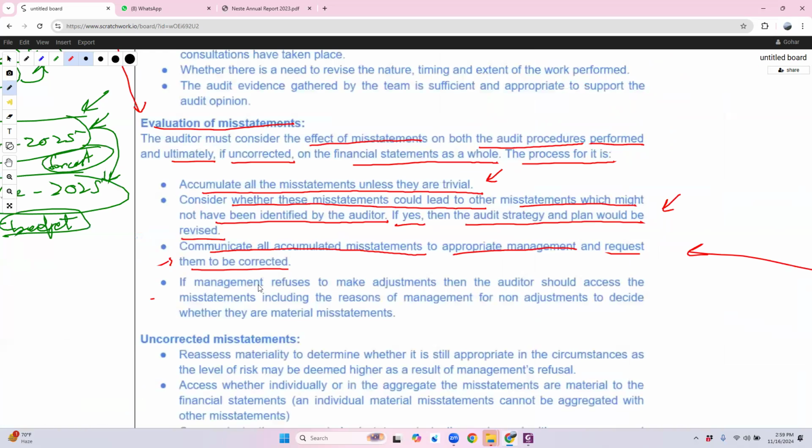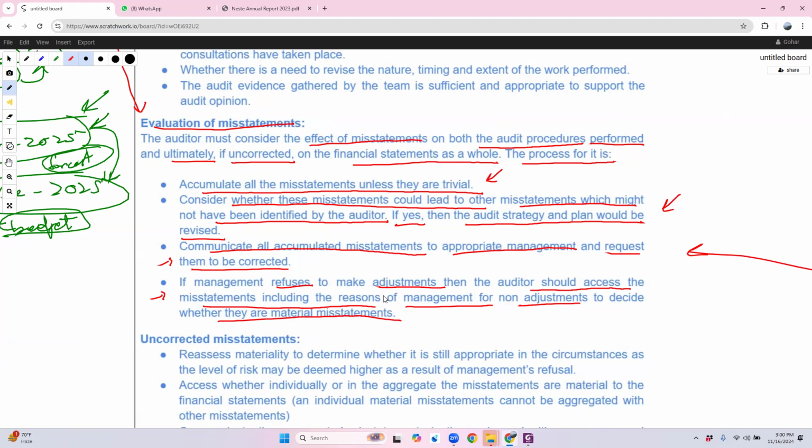In the next step, if management refuses to make adjustments, then the auditor should assess the misstatements, including the reason of management for non-adjustments, to decide whether they are material misstatements. So first, you will tell the management to correct these misstatements. Yes, obviously the management would correct them. If in case the management refuses, saying this is not a misstatement and we are not going to correct it, you need to sit down with them, because again, you're also a human being.